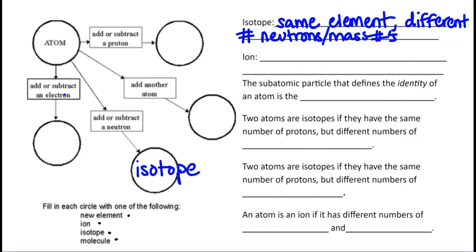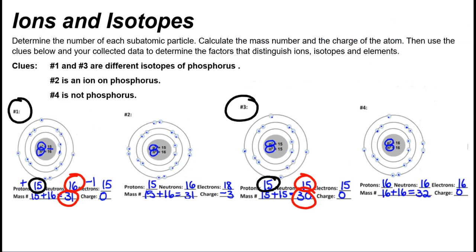Okay, so next let's look back at our second clue. It says number 2 is an ion of phosphorus. So looking at number 2, we know that number 1 and number 3 were still phosphorus. All 3 of these are phosphorus, so we could label them with phosphorus's chemical symbol, which is just a capital P. All of them are phosphorus, but number 2 is an ion of phosphorus. So let's see what makes something an ion. Well, number 2 still has the same number of protons. It has the same number of neutrons as number 1, so that must not make something an ion.